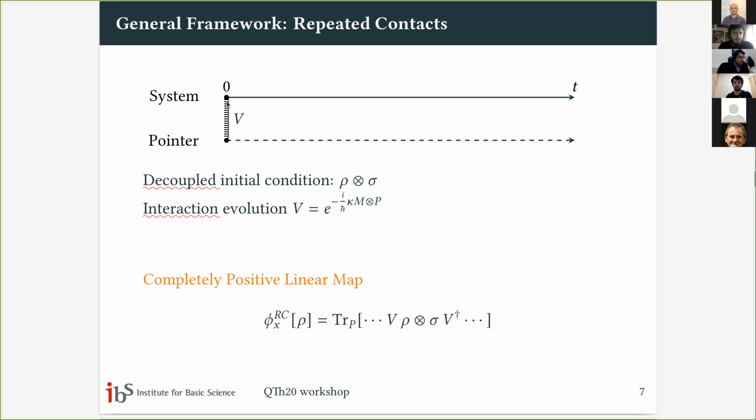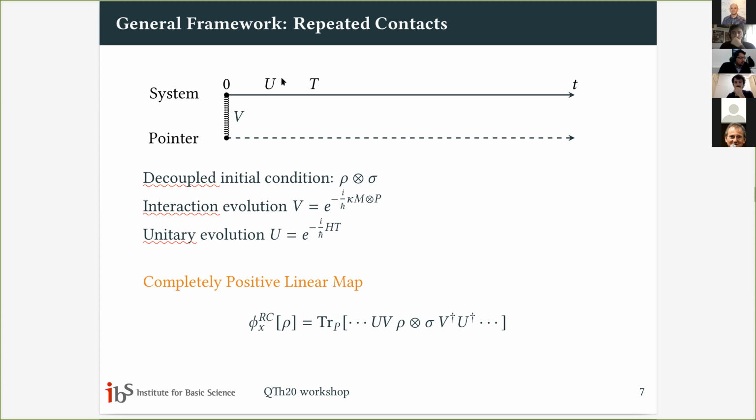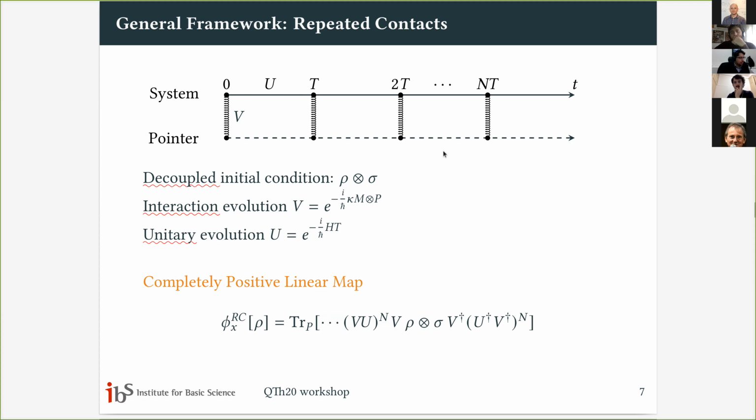I make a contact at time 0 between the system and the pointer. You need not do that; it completely depends on what one needs to measure. But in this example, we initially make a contact between the system and the pointer. Due to this, the state gets modified by this V operator, which was my interaction operator. You let the system evolve unitarily, and then at some capital T, you again make a contact with the pointer. You keep doing this repeatedly. So you have used the same pointer and made multiple contacts with the pointer.